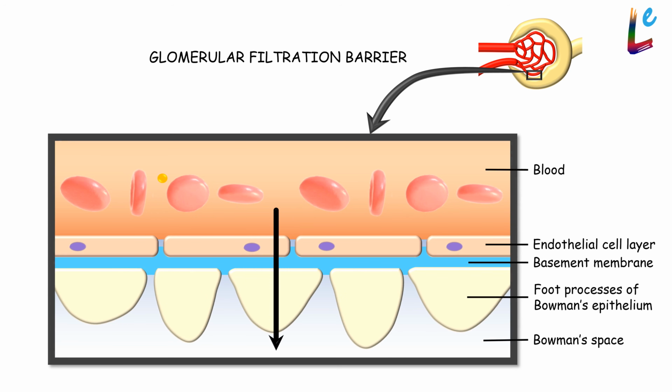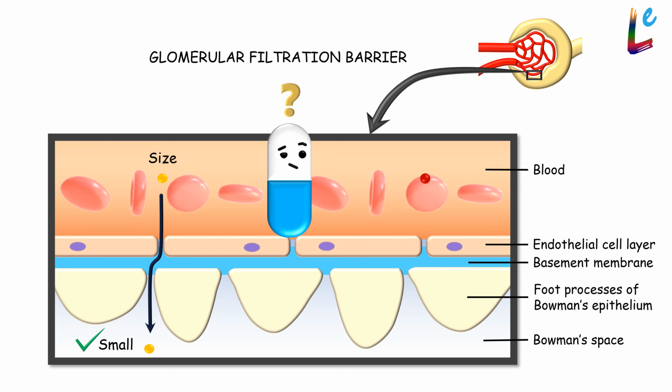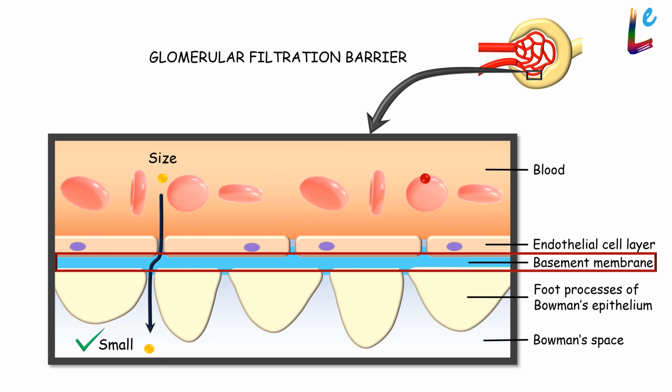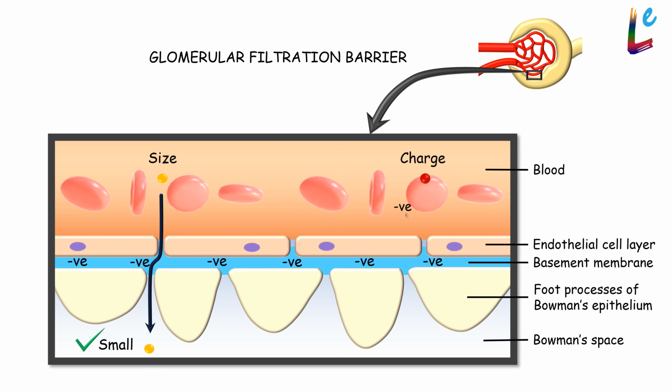Here, the molecules have to cross the glomerular filtration barrier. Logically, such molecules have to be smaller than the pore size of the filter. But being small is not enough. This is because the glomerular filtration barrier is negatively charged and therefore repels negatively charged molecules. So, despite being small, negatively charged molecules may not be filtered.